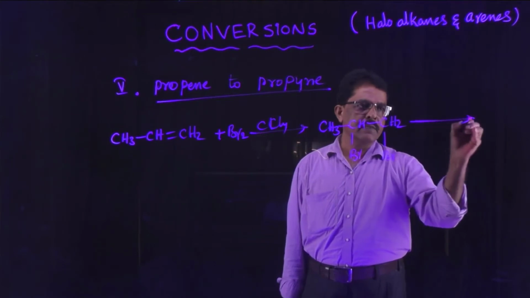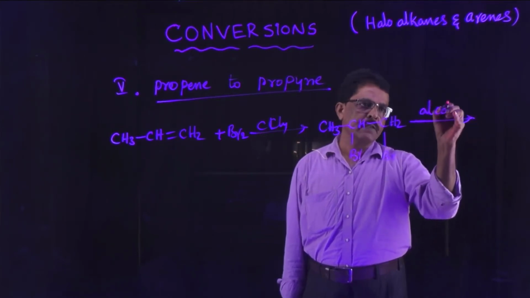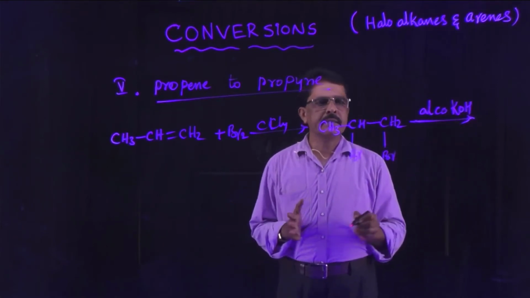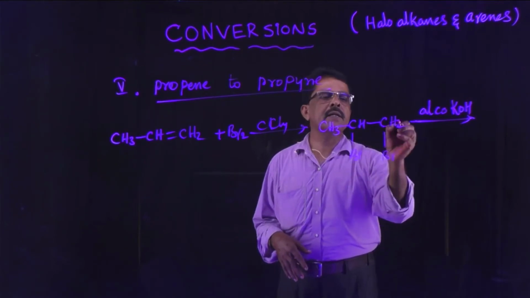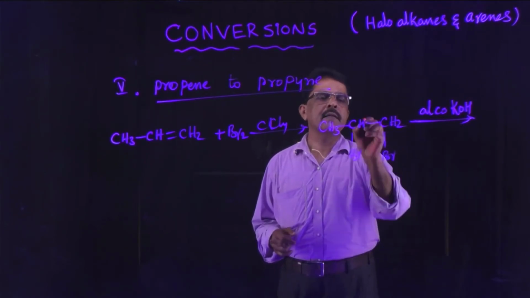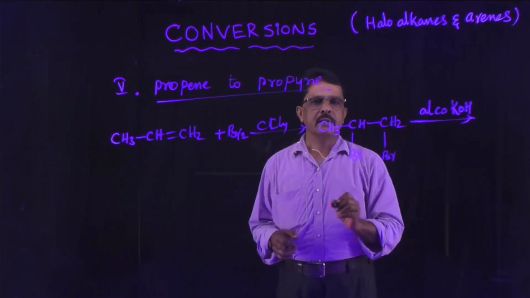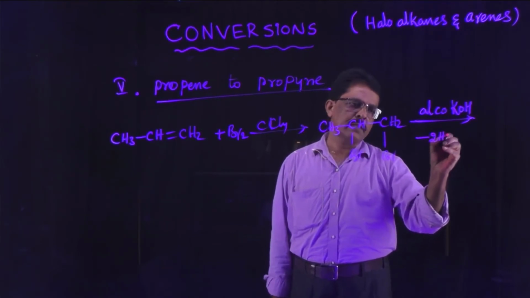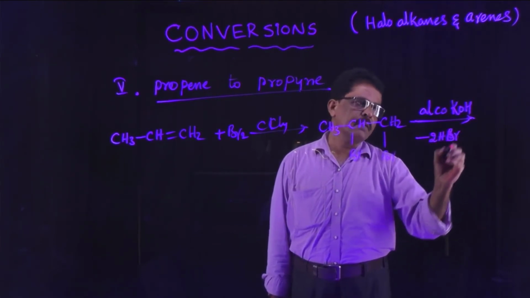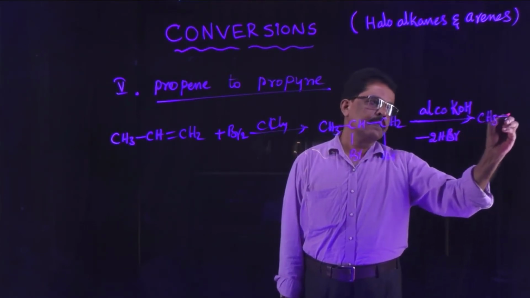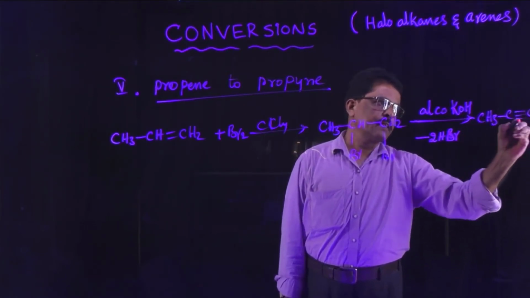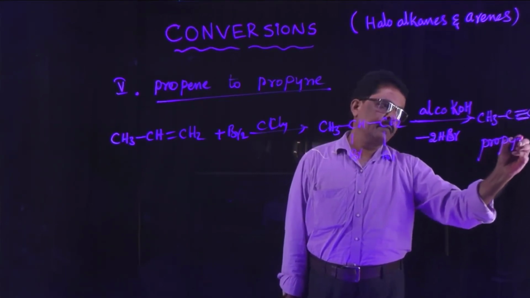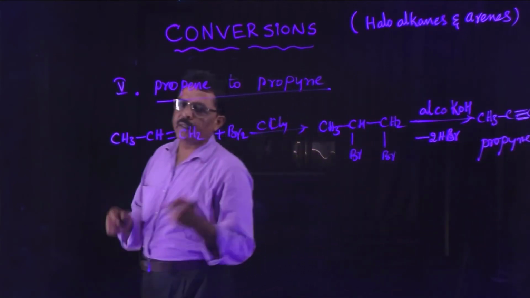Then this reacts with alcoholic KOH. Alcoholic KOH is one of the most important reagents for dehydrohalogenation. This Br and H will be eliminated, and then a double bond is formed. Both Brs are eliminated with their hydrogens. Dehydrohalogenation takes place, minus 2HBr. Then we will get CH3 C triple bond CH. Here this one is propyne. This is the simple conversion.